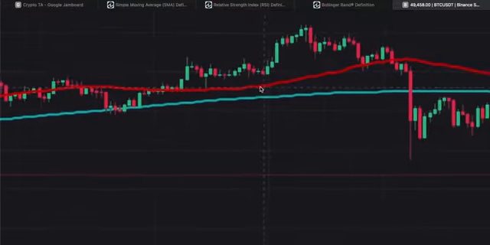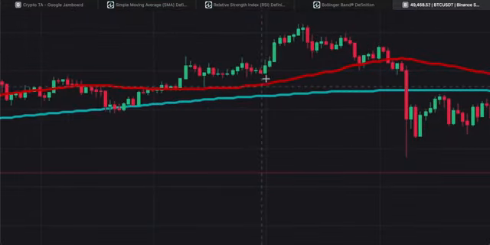Can definitely see that here. So zooming in, we have a sell-off right here and then a big move to the upside.